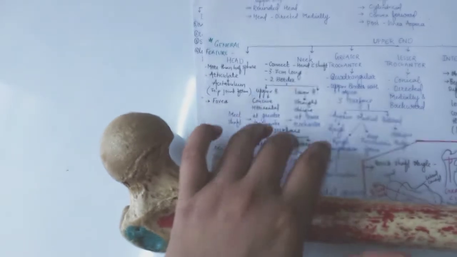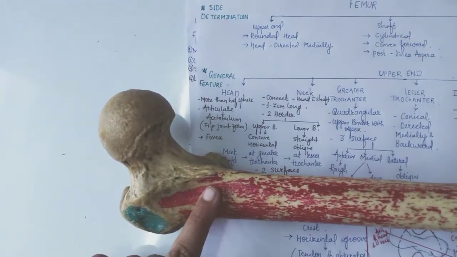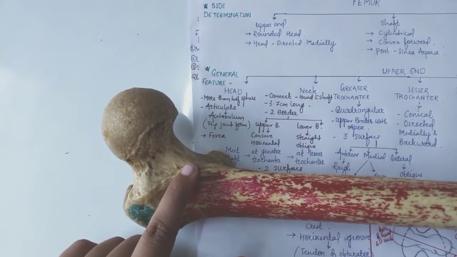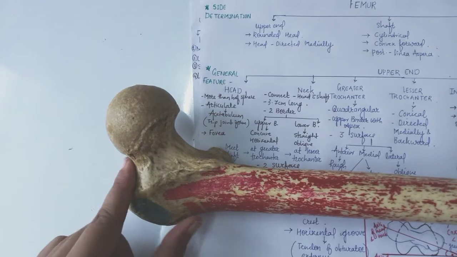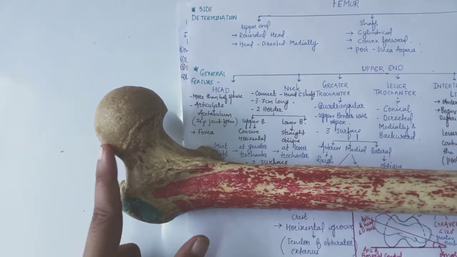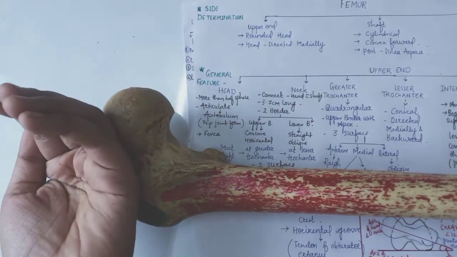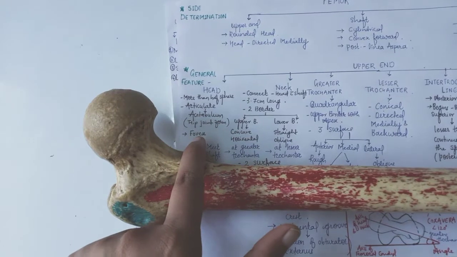Then the neck. The neck connects the head with the shaft. It is 3.7 centimeters. It has two borders and two surfaces. This is the upper border and this one is the lower border. The upper border is concave, forming a cave shape, and it is horizontal. The lower border is straight and oblique.